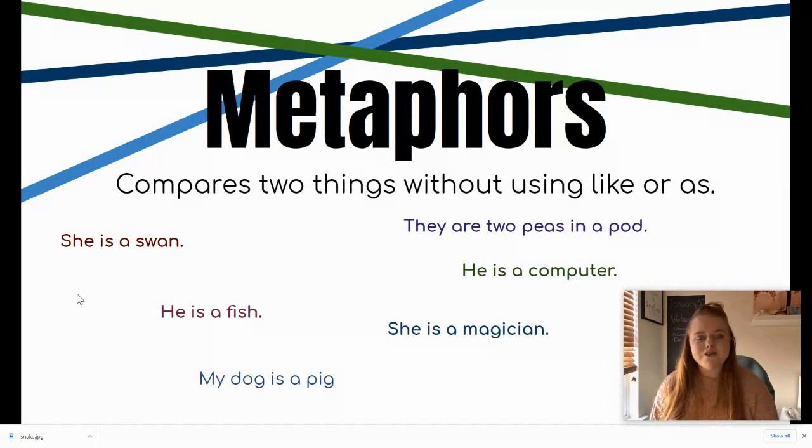The next one is metaphors. So metaphors are when you compare two things, but you don't use like or as. So instead of saying she is as graceful as a swan, you just say she is a swan, he is a fish. These take a little bit more thinking to try to figure out because it's not telling you how she's like a swan. She just is. Take, for example, he is a computer. You might assume that he thinks really quickly because he is a computer. These take a little bit more inferencing and thinking about.